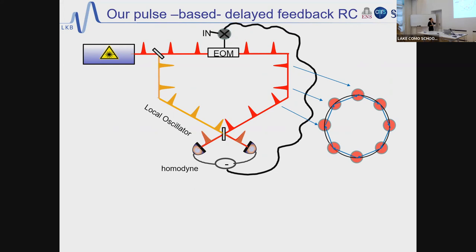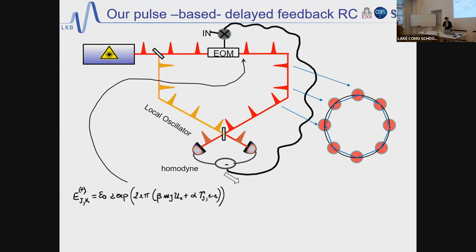So what we did is to take the pulses of our laser and to use them as the nodes of this time delayed feedback reservoir computing. So the idea is that what you see coming out from, so here you have an electro-optic modulator that is giving some phases on the pulse itself, combined with a feedback signal that comes from the detection.